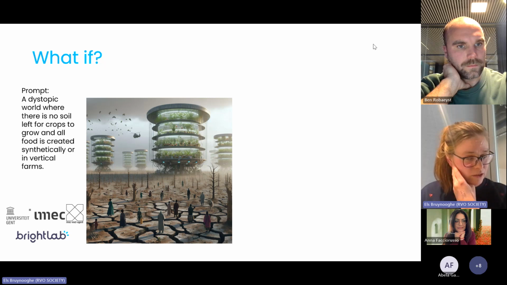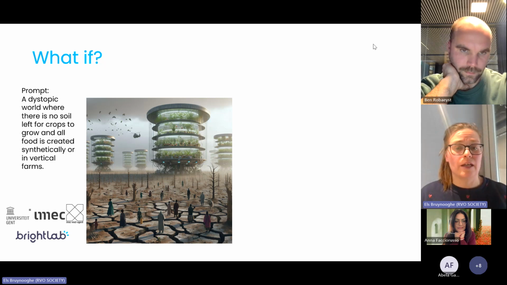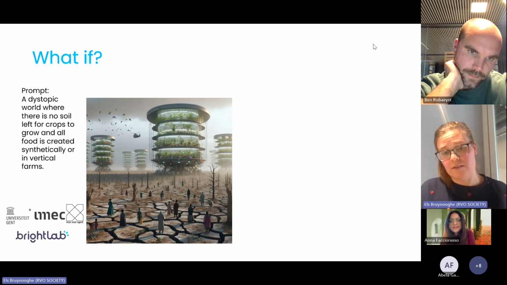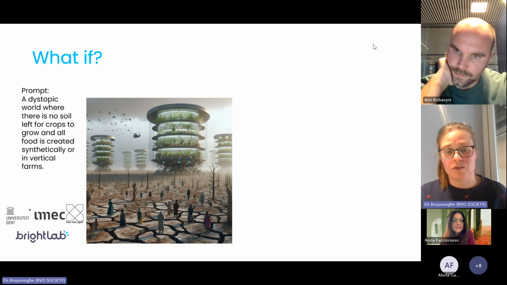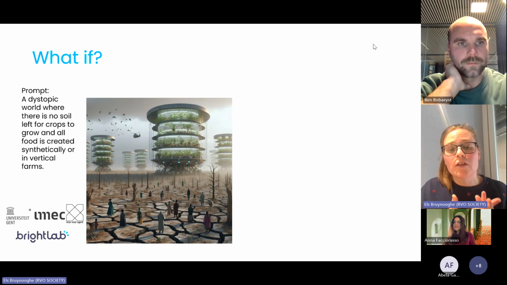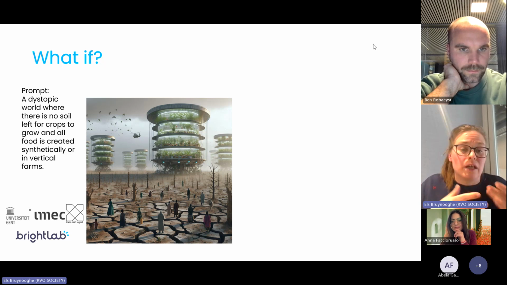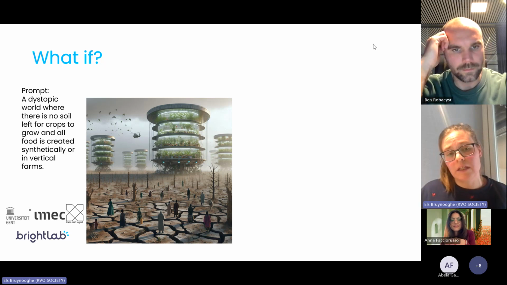For example, I took Copilot, and there's a prompt that I did here: a world where there is no soil left for crops to grow, and all food is created synthetically or in vertical farms. When I prompted it, Copilot asked me, should I make it this topic? And I said, okay, let's try that. And this is the image that it gave me. You can start from here, and to me, it's already sparking some imagination, but it's not specific enough. So that's good, it's not too specific. There's not really anything in there saying how these vertical farms are created or things like that. So to me, it's really nice context.